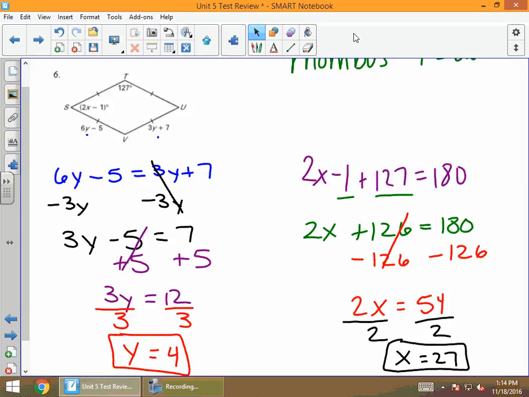Look at them. Again, sides, the only thing you can do is set them equal to each other. Angles are equal to each other, add to 90, or add to 180.